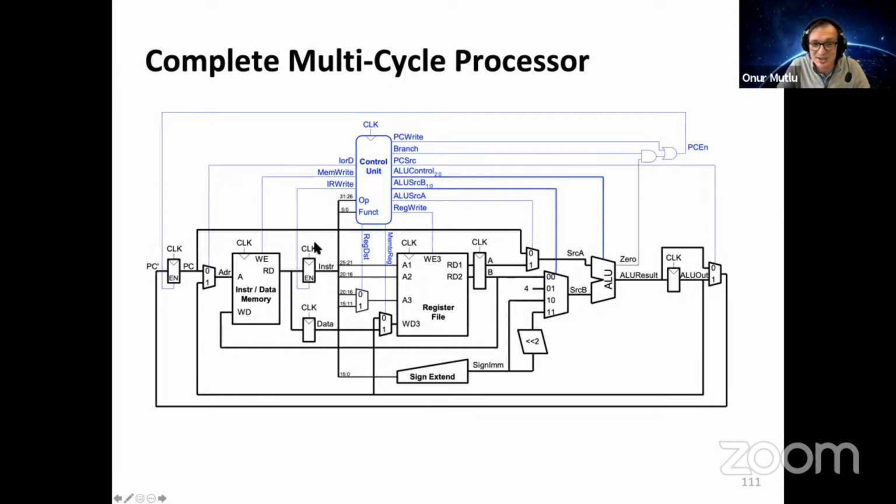This is the instruction register. This is the data register, memory data register, if you will. This is the output of the register file reads that we have done. This is the ALU result register. So you can see that we've added a bunch of sequential elements so that we can do things in multiple clock cycles as opposed to a single clock cycle.